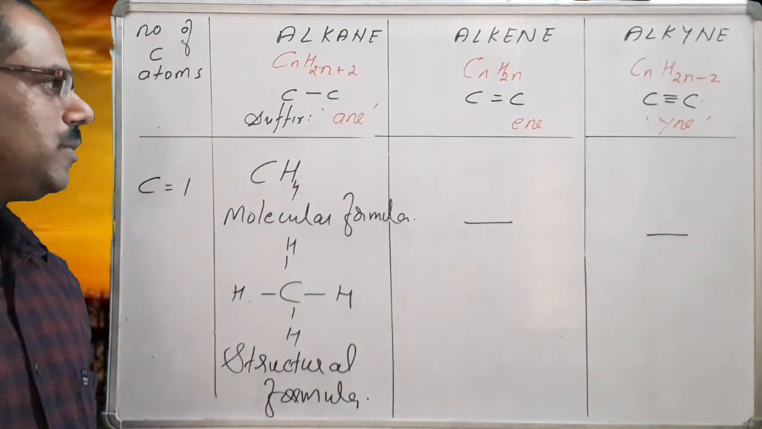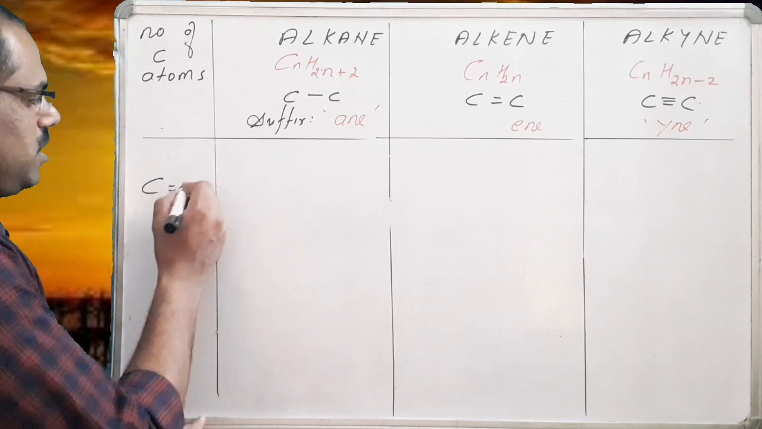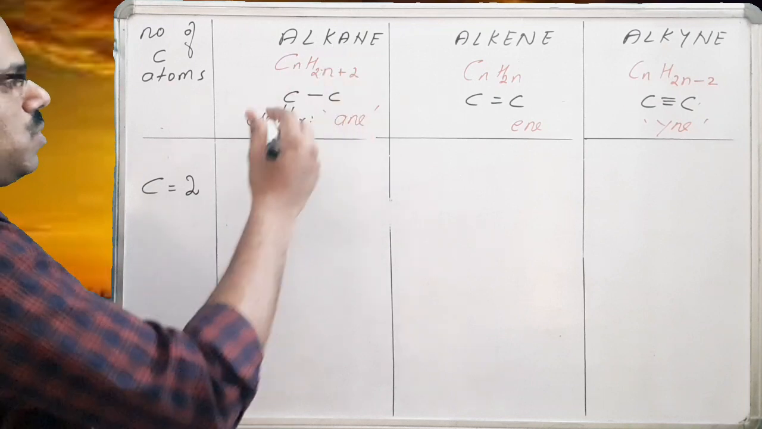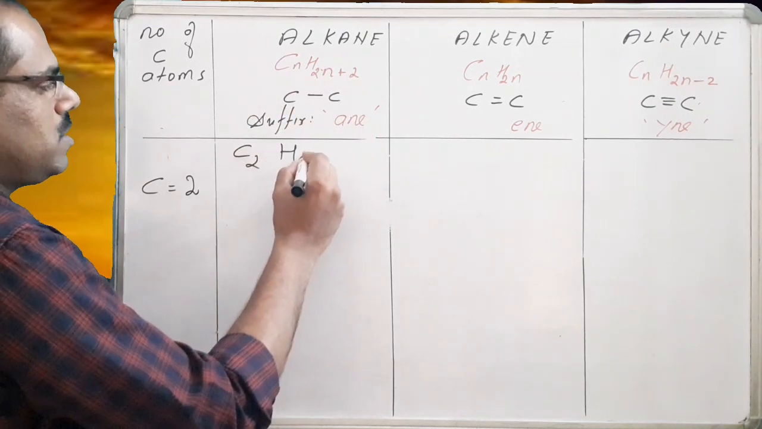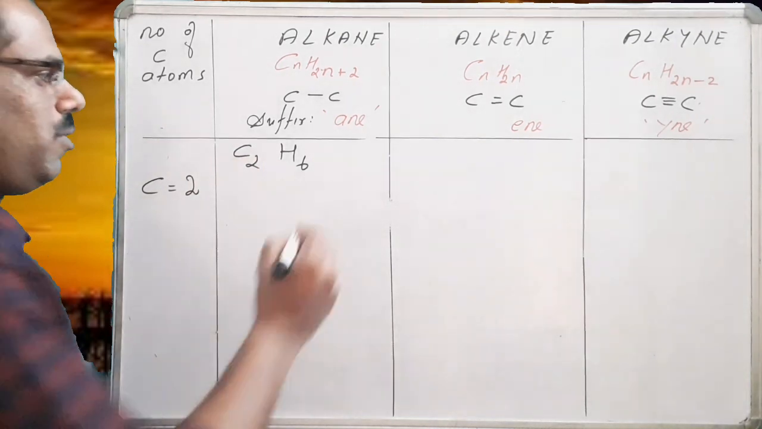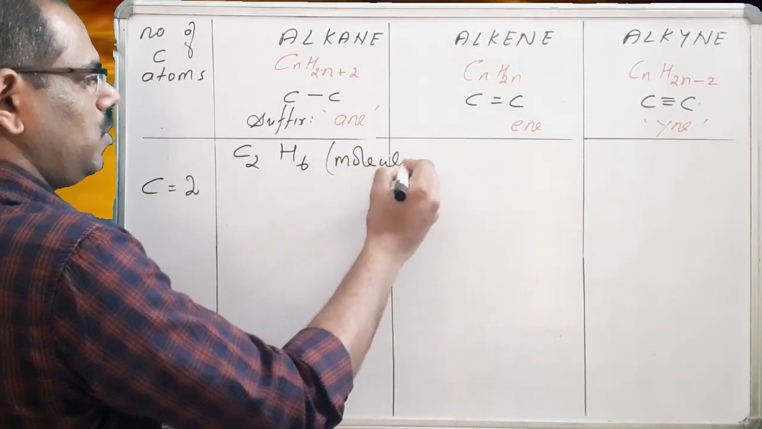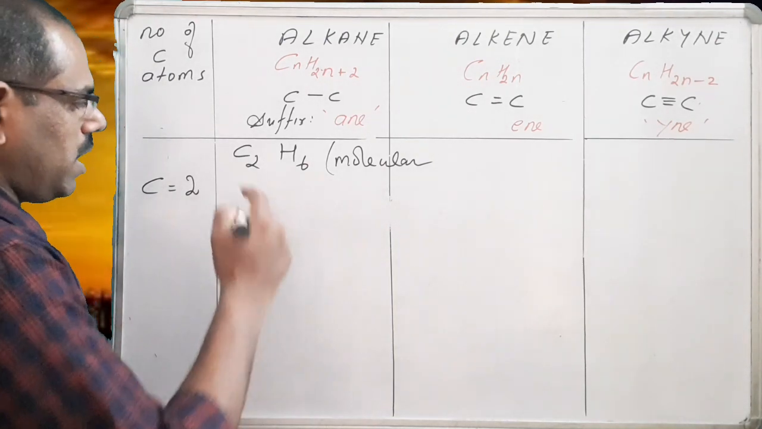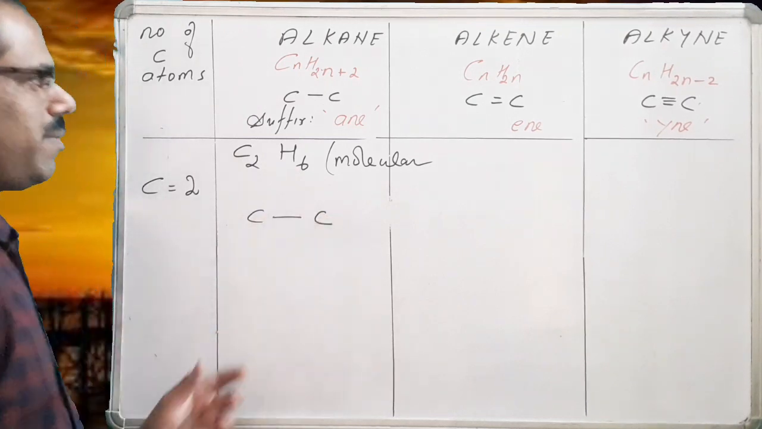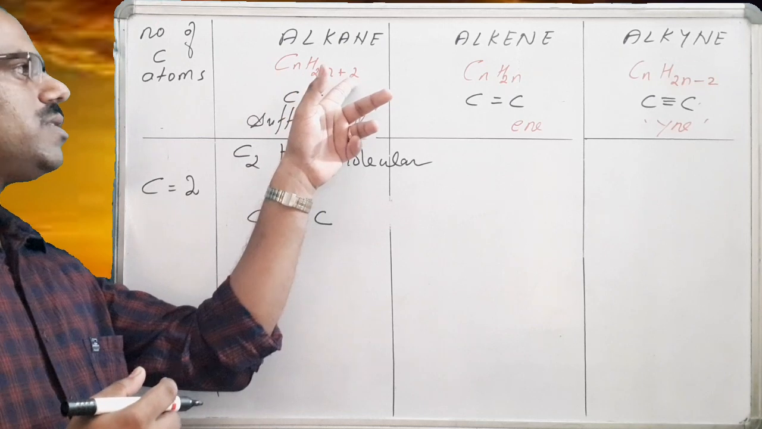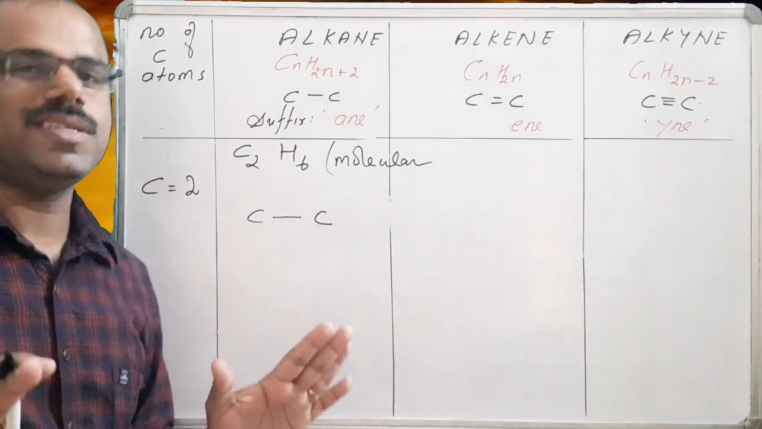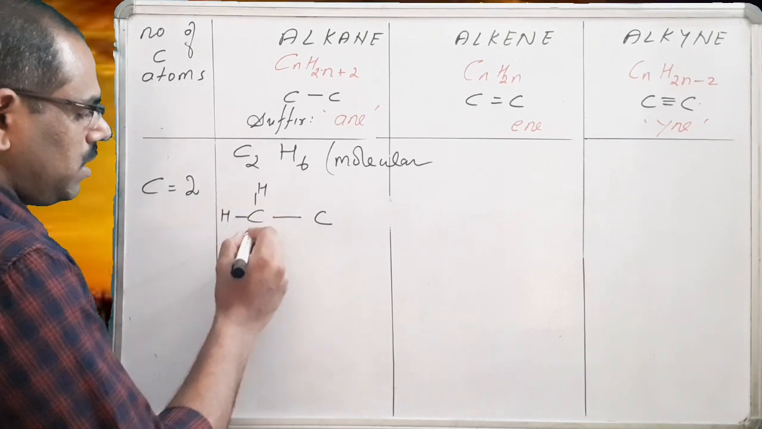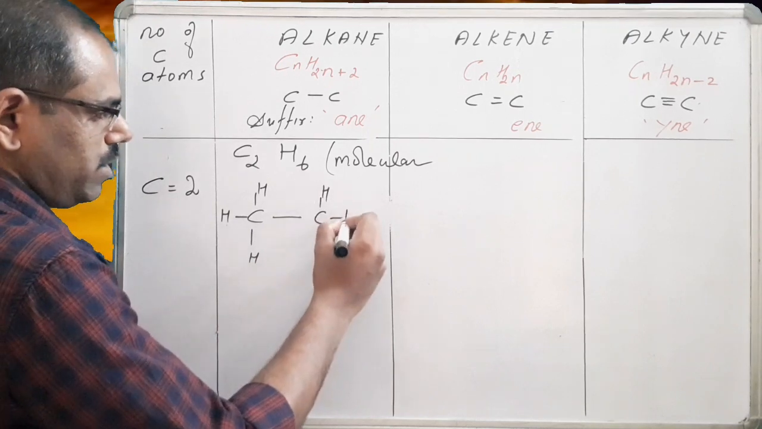Let us see C equal to 2. Substitute 2 here: C2 H 2 into 2 plus 2. That means C2H6. This is the molecular formula. I am going to expand it so that we get the structural formula. There are 2 carbons, 1 carbon and a second carbon. As we use the formula CnH2n plus 2, between the carbons only a single bond comes, no other bonds. So with the 2 carbons done, the rest of the bondings are to be filled with hydrogen.